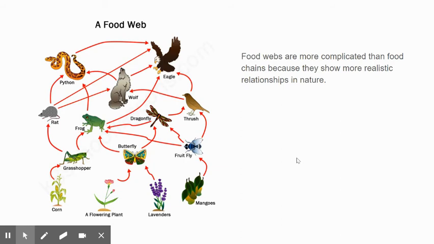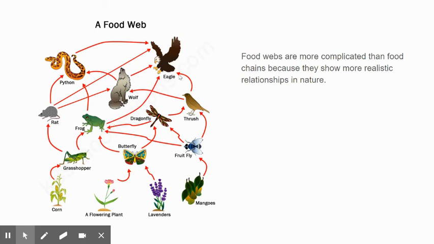All right, we don't know if the eagle's eating the python or the python's eating the eagle in this case. We would know by looking at the directionality of the arrows. The arrows point to where the energy is going. Okay, so if the arrow is pointing towards the eagle, that means the energy from the rat is going to the eagle. So that means the eagle eats the rat. Actually, this means that the eagle eats the wolf. Isn't that crazy? This means that the eagle eats the frog.